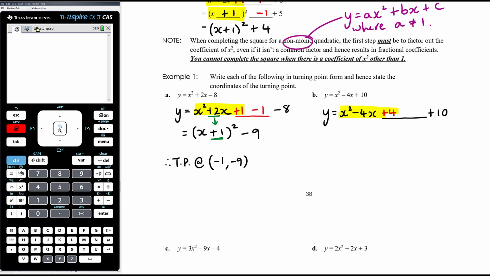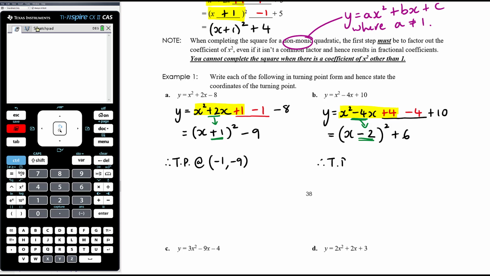So that's our perfect square now. And then we can't just add in 4 because we feel like it, so we take it away as well. And now that highlighted section is our perfect square. So it is going to be x minus 2 all squared. So remember, halving that gives us the value in the bracket. Okay, so x minus 2 all squared expands out to x squared minus 4x plus 4. And then outside of there, we have negative 4 plus 10. Minus 4 plus 10 is plus 6. So there we are in turning point form.